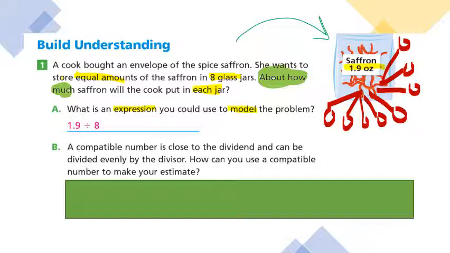I think that this is not going to work out evenly. I'm noticing 1 9/10 and 8 don't look like they are very compatible. A compatible number is close to the dividend, and in this place, the dividend is the number being divided, 1 9/10, and it can be divided evenly by the divisor. The divisor in this case is 8. Okay. How can we use a compatible number to make our estimate?